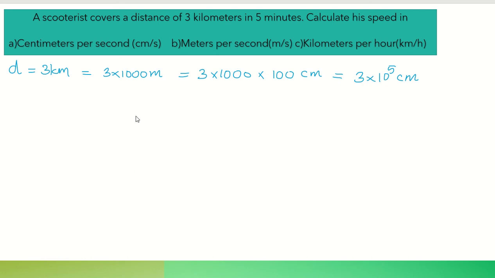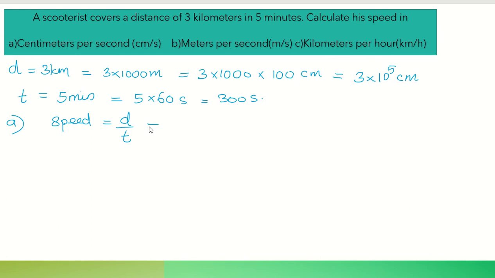That's also fine. Okay, now time taken is given. Time taken is equal to 5 minutes, but the first question is to convert it into centimeter per second. So we have to convert these 5 minutes into seconds. How do you convert minutes into seconds? Multiply by 60, right? So 5 into 60 seconds, that is equal to 300 seconds. So for the first question, we have to calculate the speed. Speed is equal to distance traveled divided by time taken. Distance traveled in centimeters is 3 into 10 power 5 centimeters, divided by time taken in seconds, 300 seconds. So now the calculation is going to be very easy.